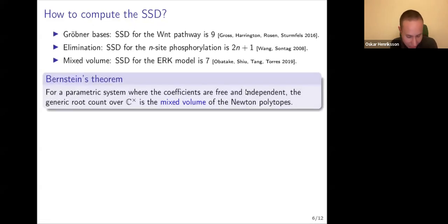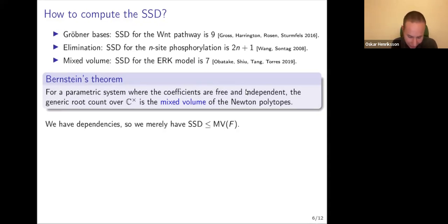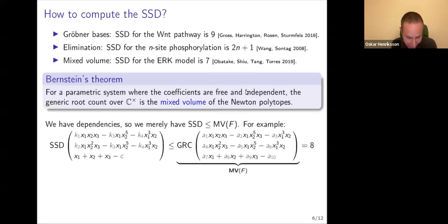And it relies on this Bernstein's theorem that we heard about before, which says that if we have a system where all coefficients are free and independent from each other, then the generic root count over the non-zero complex numbers is the mixed volume. But just like we heard, for our models, that's typically not the case. We have dependencies between the coefficients, and therefore this is only an upper bound.